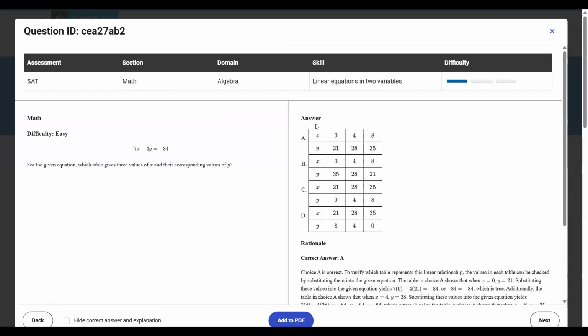Here it's asking about the table, which table gives three values of x and their corresponding values of y. It's asking about the table of this formula. So let's substitute the values in x and see which value will give us the answer. Here, let's substitute 0, 4, and 8 and see. Let's do this. First, we substitute 0. Let's first rearrange the equation.